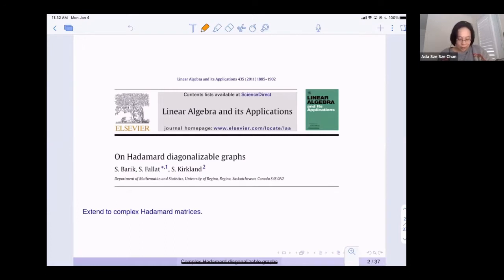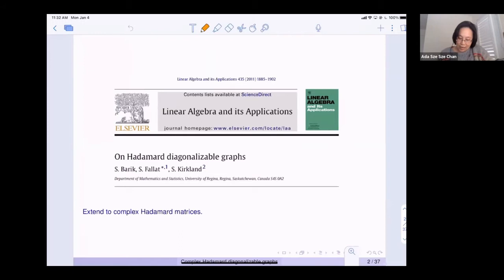The work is basically an extension of work done by Barik, Sean, and Steve on Hadamard diagonalizable graphs. When I look at this paper, they mentioned how a lot of results in algebraic graph theory are looking at the structure of a graph if you put restriction on eigenvalues. So in this paper, they say, well, why don't we put some restriction on the eigenvectors and then look at the structure of the graph? And I thought that's a pretty neat idea.